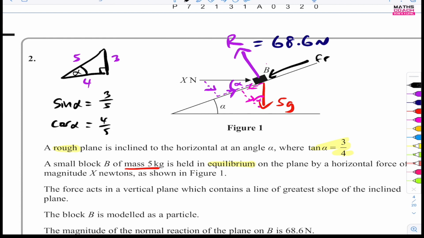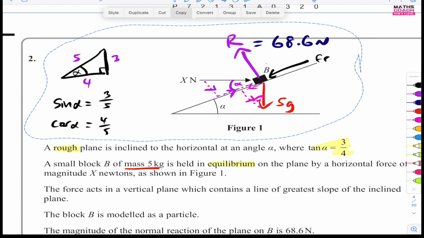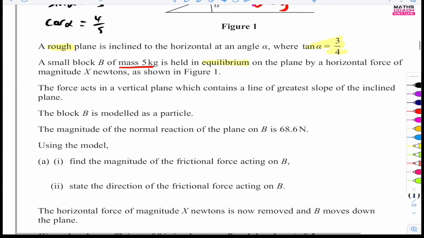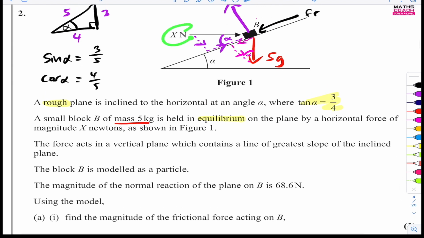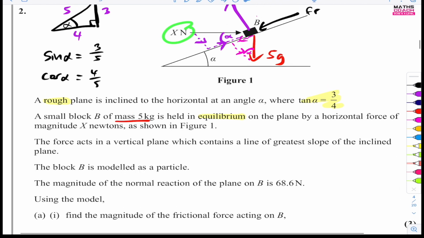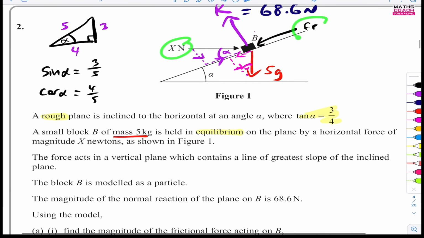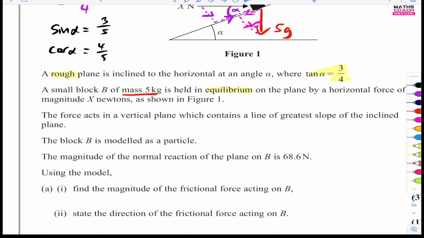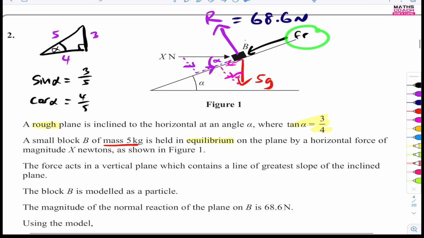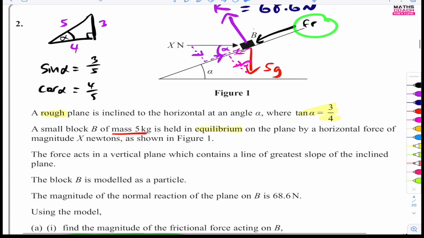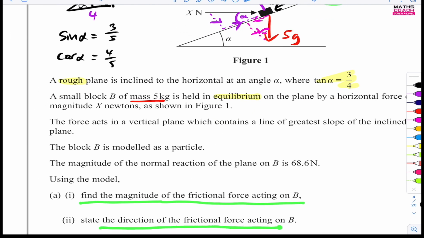So that's that. Okay. So now I'll just make a copy of this diagram because I'm going to be needing it later. So the first part of the question says, find the magnitude of the frictional force acting on B. So in other words, find X. That's what he's asking us to do. And then state the direction of the frictional force acting on B. Sorry, have I got that right? No. Sorry. Let's read that again. So the first part of the question says, find the magnitude of the frictional force acting on B. So find out what this F friction is, FR. Okay, and second part says state the direction of the frictional force acting on B.